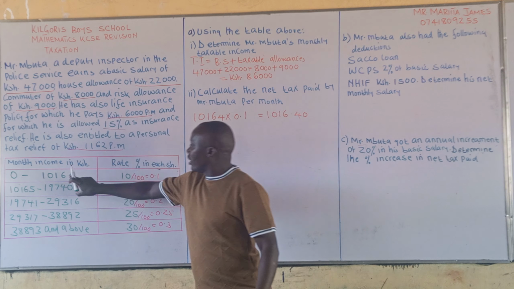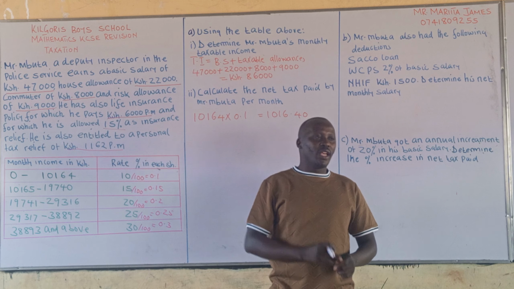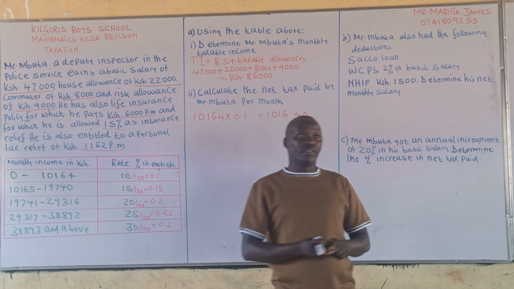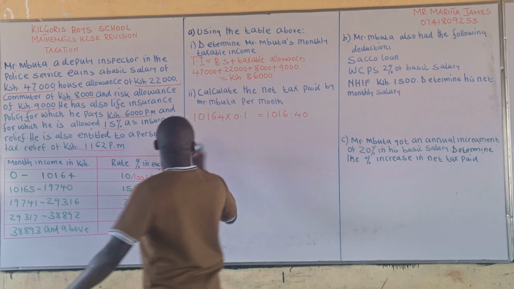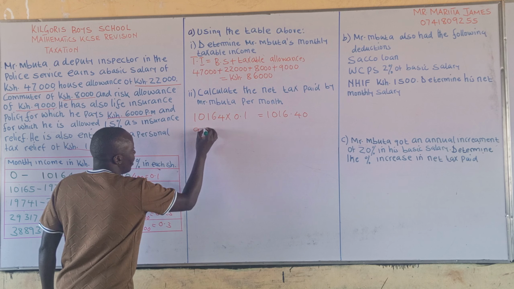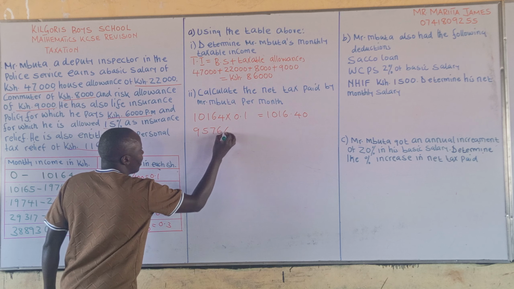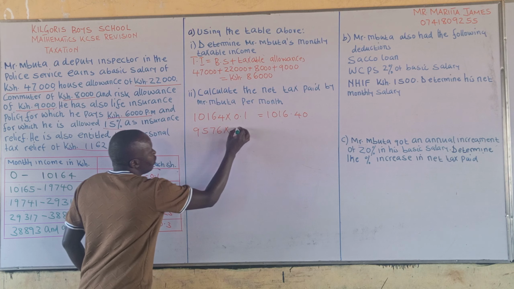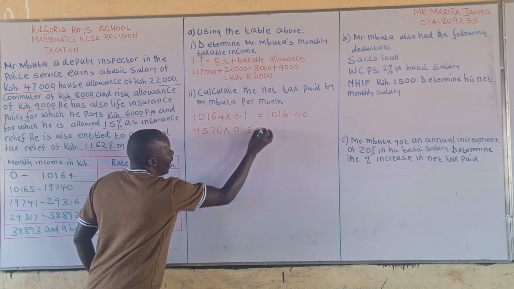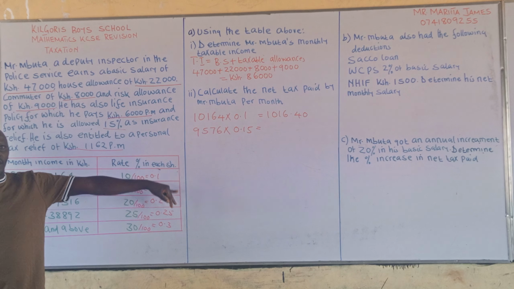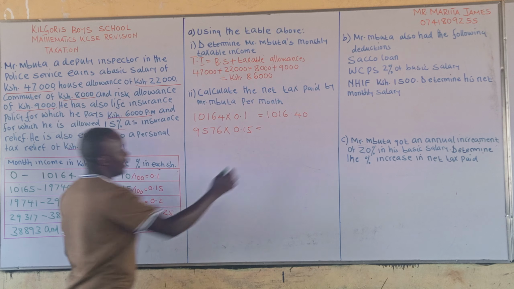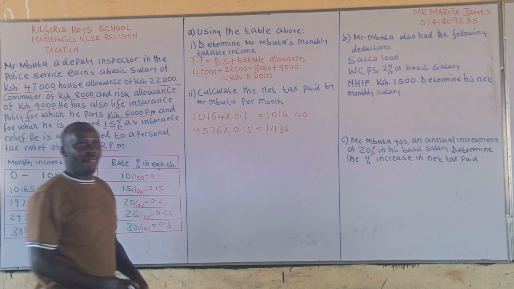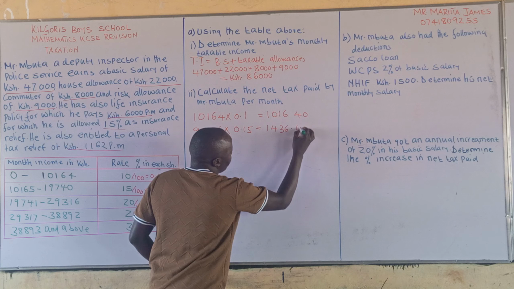Next we have 19,740 minus 10,164. That will give us a difference of 9,576. So we have 9,576 times the rate given here, which is 0.15. That will give an equivalent of 1,436 shillings and 40 cents.